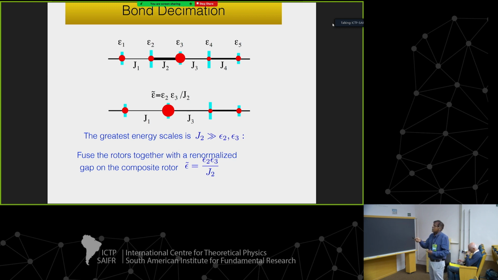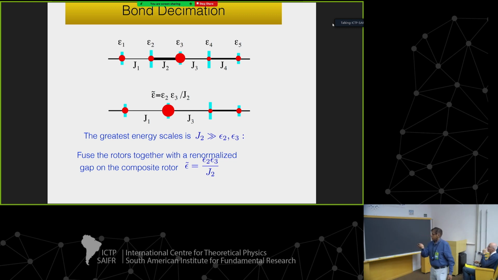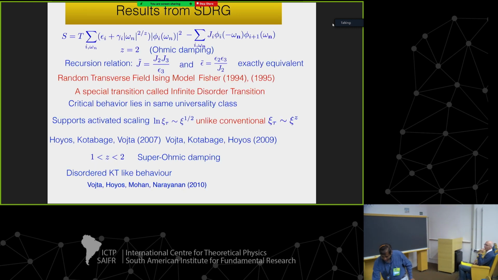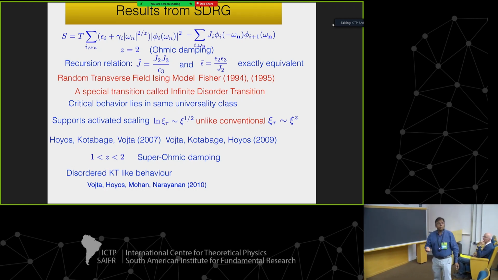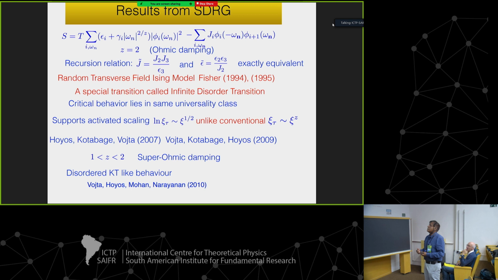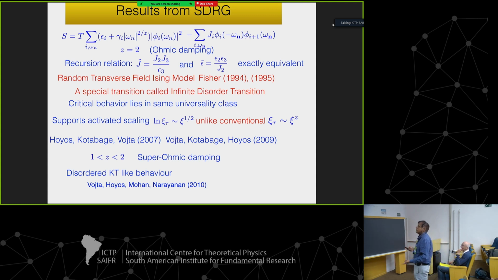So effectively there seems to be a duality between the two recursion relations that we have now derived. This duality is actually important, but we won't go into it. These recursion relations are exactly of the same functional form as those derived by Daniel Fisher for the transverse field Ising model, so all his results will effectively carry over.